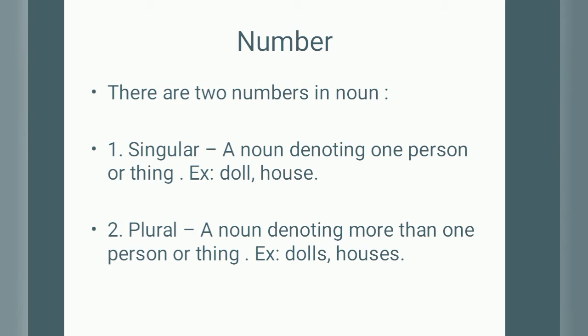And then plural, a noun denoting more than one person or thing, that will be the plural. As an example, dolls, houses. Here we are talking about more than one object at the same time. That is why it will be recognized as plural noun.